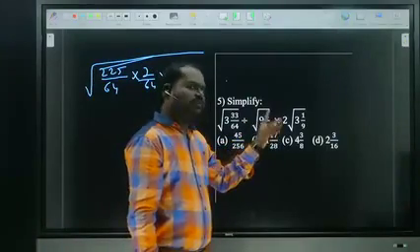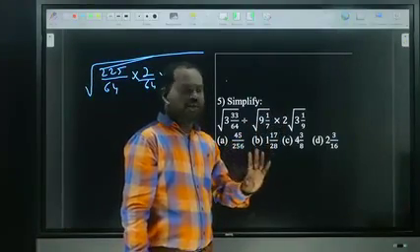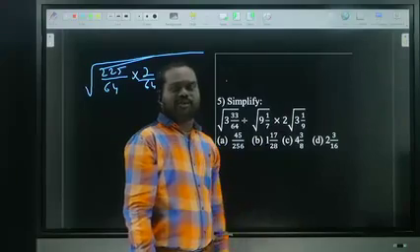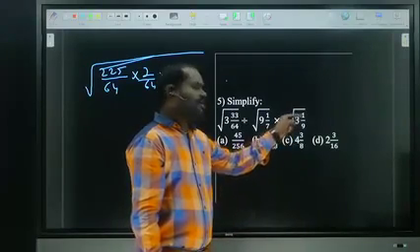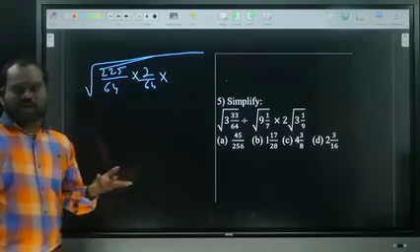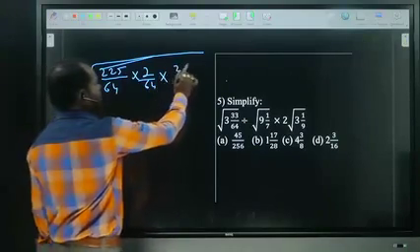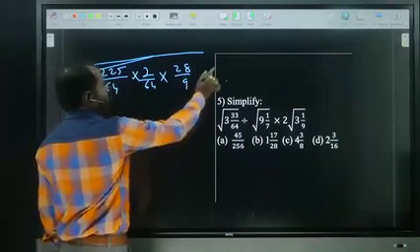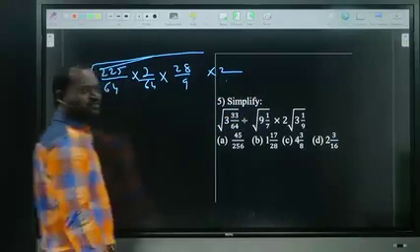This 2, keep as it is outside only. Now the mixed fraction, conversion of that: 9 3s are 27 plus 1, 27 plus 1 how much? 28. So multiplication, 28 by 9. Outside 2 is there, write down 2 with the root, right?